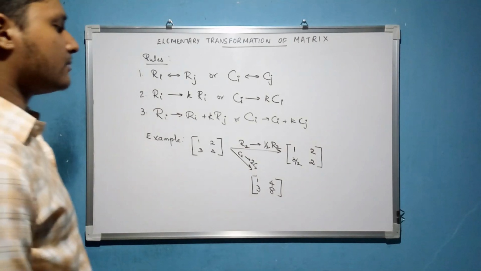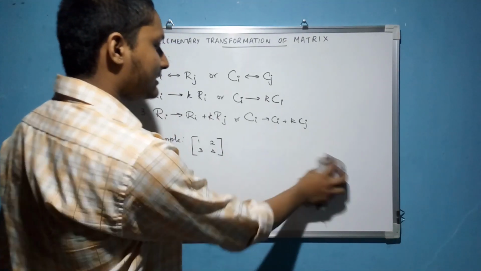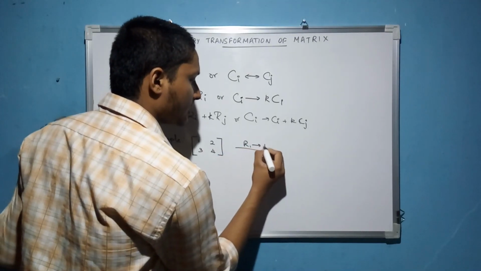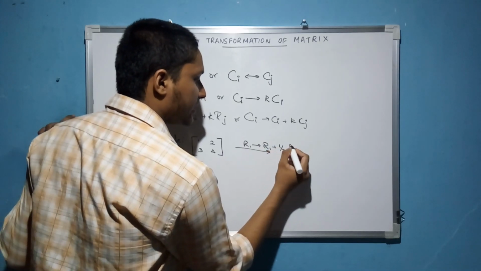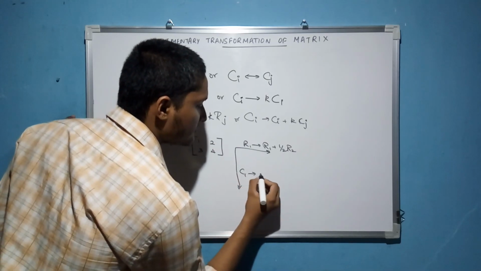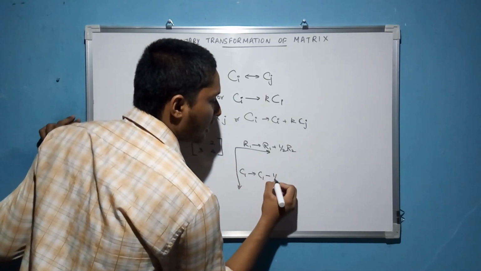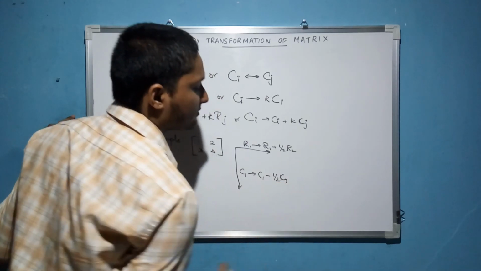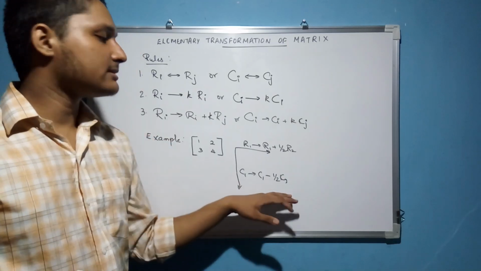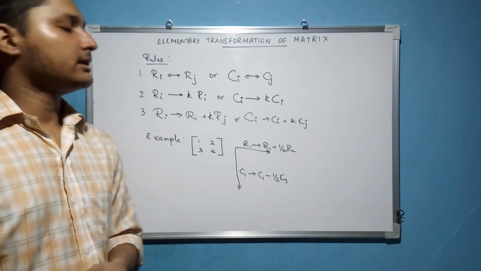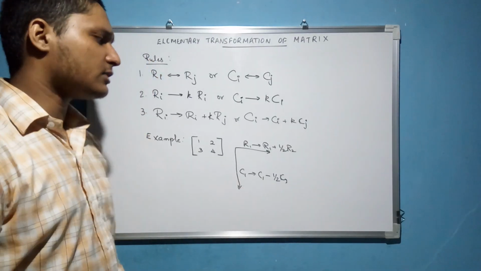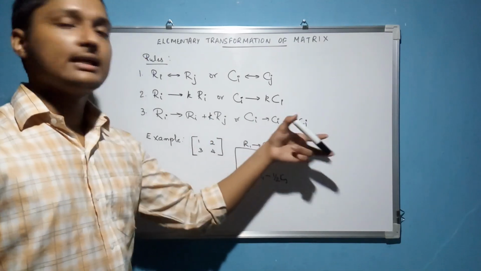So now we have one more example, one more rule that you are going to learn. Maybe I'll use a simpler one. So I'll write R1 becomes R1 plus half times R2. And this one is C1 becomes C1 minus half times C2. One more thing you need to take care of is that you cannot include C and R in the same operation. That means that you can't write C1 gives C1 minus half R2. So that is not possible. You need to take only C together and only R together.